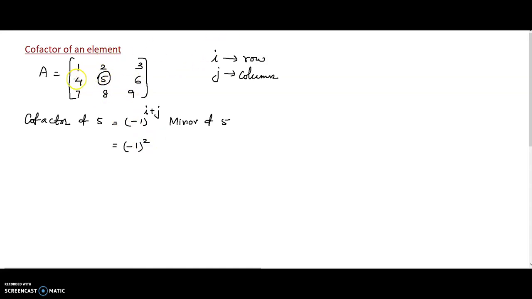5 is in the second row and 5 is in the second column. So we can write 2 plus 2. i is 2, the second row, and j is also the second column. So 2 plus 2 into the minor. Minor will be nothing but the determinant obtained by deleting the row and column where that element 5 is present. So the remaining elements are 1, 3, 7, 9. Minus 1 power 2 plus 2, 2 plus 2 is 4.